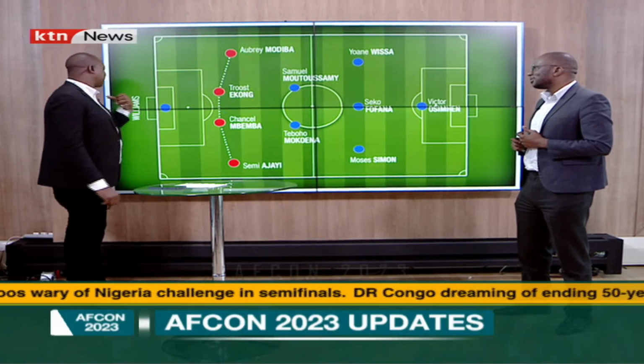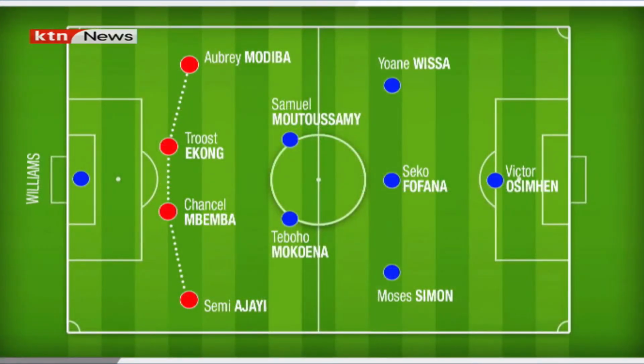From the goalkeeper, that is Ronwen Williams. Then you have Semi Ajayi, Chancel Mbemba, Trust Kong, Aubrey Modiba, Sami Mutusami, Teboho Mokoena, Moses Simon, Seko Fofana, Yoane Wissa, and Victor Osimhen. This is a team that actually did some damage in the round of 16. And as you guys say, if the team is winning, why change a winning team? You need to just retain a winning team, unless anything happens, maybe a team hit by an injury, or maybe a player brings some element of indiscipline in the squad.